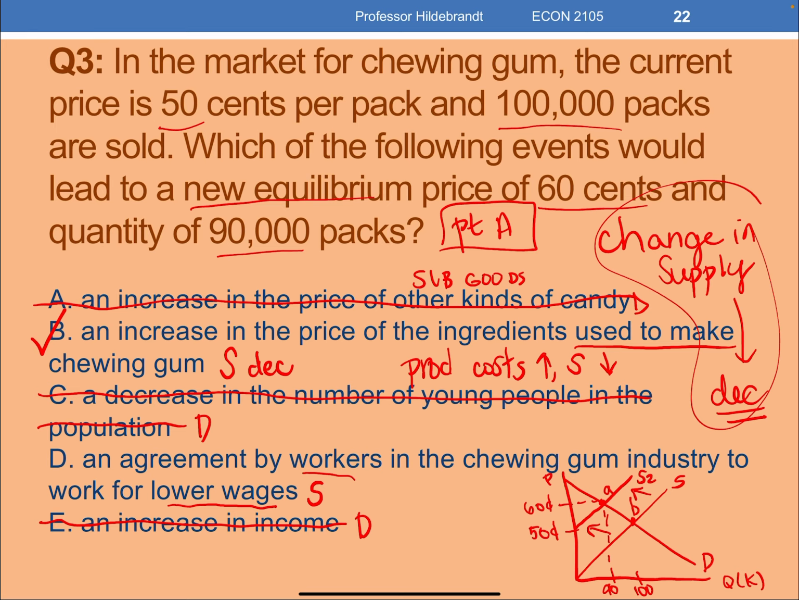If you're running out of time, great, take it and move on. If you're not, though, make sure, double check yourself. Look at D, an agreement by workers in the chewing gum industry to work for lower wages. That means production costs go down, and so supply goes up. And supply going up is not what we were looking for, because that would have been a shift to the right, like to S3, which would have meant a lower price and a higher quantity. My answer here is B.